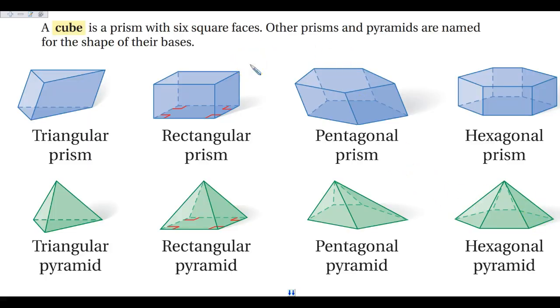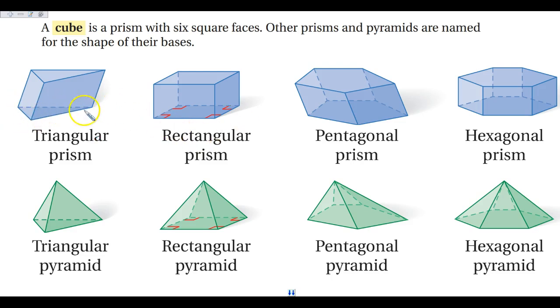Okay, so again, a prism has two bases. Pyramids have one, they come to a point. With the exception of a cube, which is basically a regular prism. Okay, so it's 6 square faces. Other than that, everything is named by the shape of the base. So we wouldn't call a cube a square prism. Okay, so they're just saying a square prism is a cube.